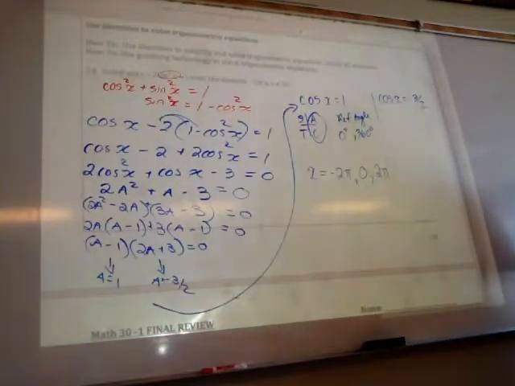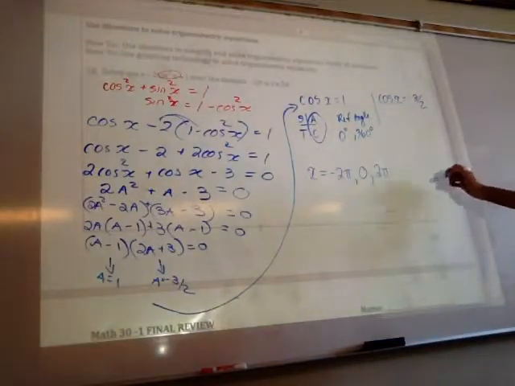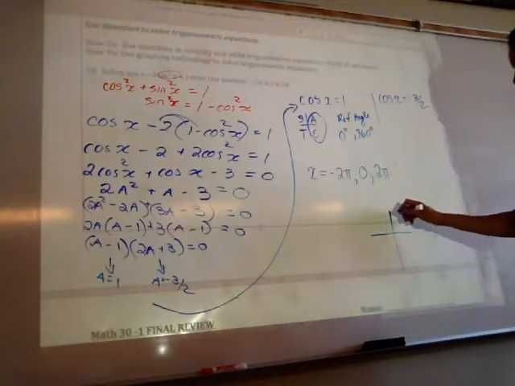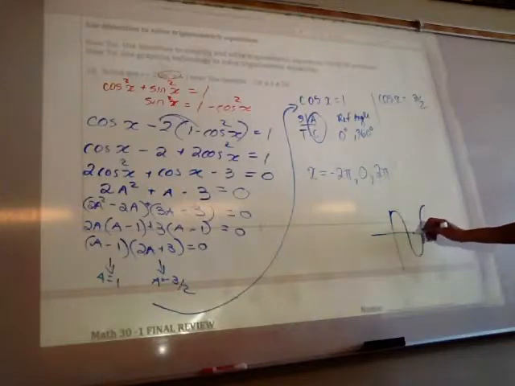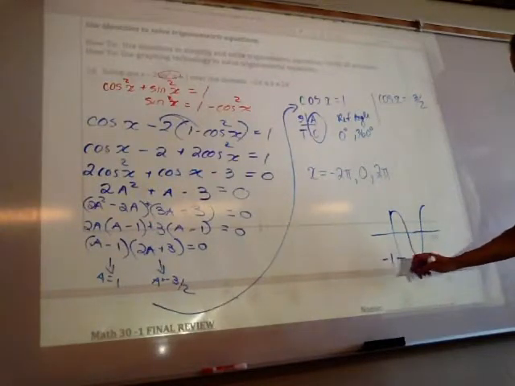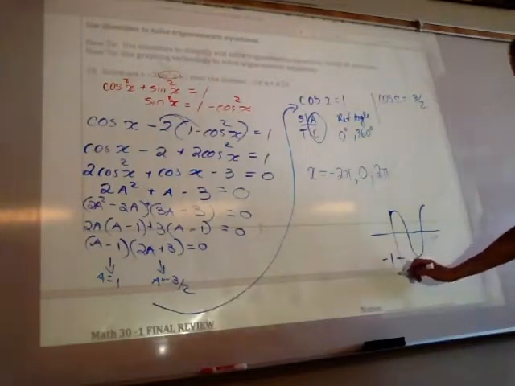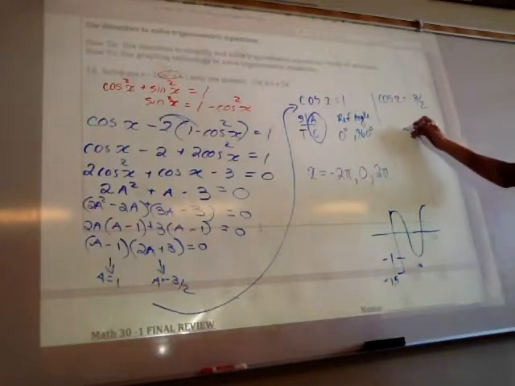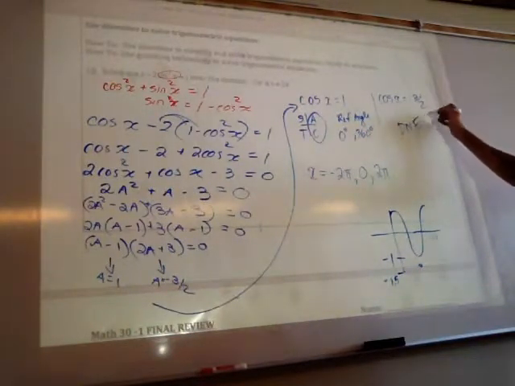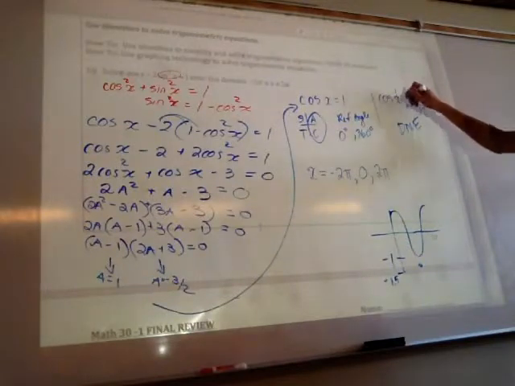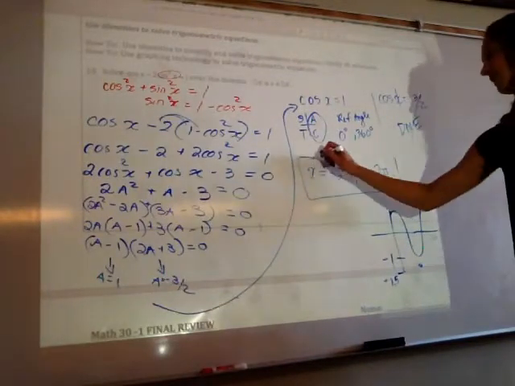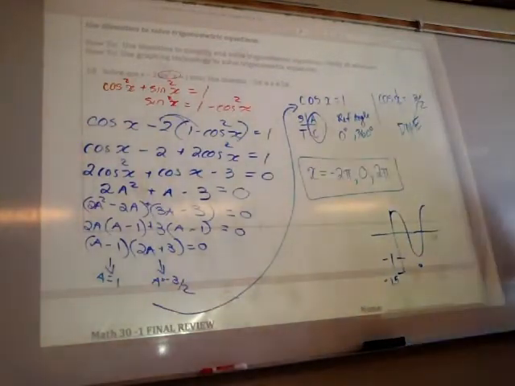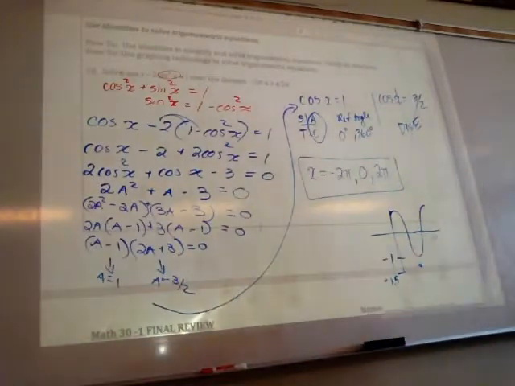Cosine x equals negative 3 over 2. Well, remind you of the graph of cosine. What is that minimum at? Negative 1. Would it ever touch negative 1.5 right here? No, the graph doesn't exist. And if you try to find a reference angle for this, you won't get one. So our only solutions are x equals negative 2 pi, 0, and 2 pi.